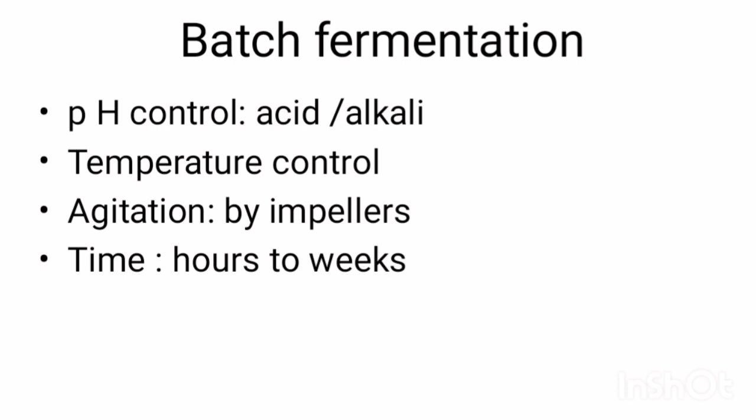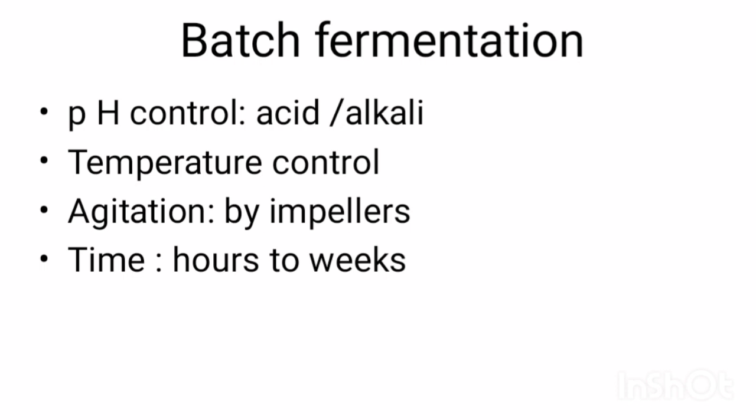Batch fermenter contains pH control, temperature control, and agitation. pH control is by acid or alkali addition. The addition is controlled by an auto titrator. The auto titrator is connected to a pH probe. So the pH probe connects with the auto titrator, and the auto titrator controls the addition of acid or alkali. Thereby we can maintain the pH in the fermenter.